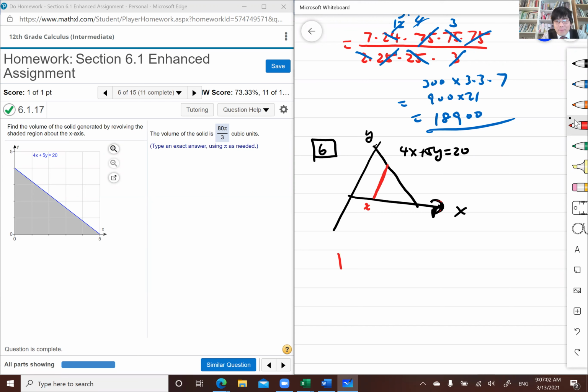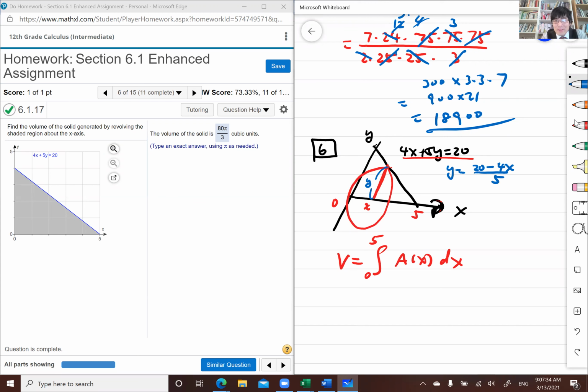Now, volume is the integral of the cross-section area, where X is from 0 through, in this case, the X-intercept, which is 5. So it's going to be 0 through 5. And because this is a revolution, the cross section is always a circle whose radius will be this length. So this length is just y. So y is equal to (20 minus 4x) over 5. That's the radius here. You just find the y coordinate here, the y coordinate here, and you subtract one from the other to get the length here.